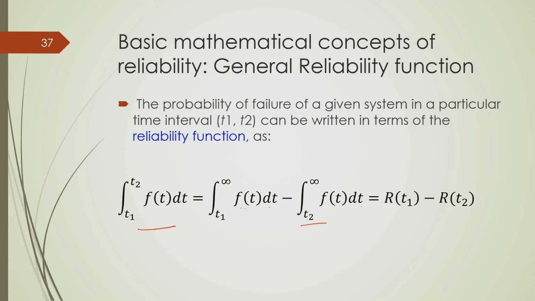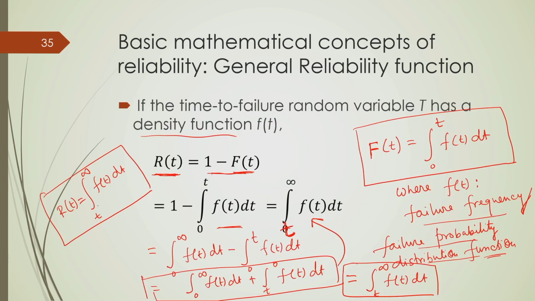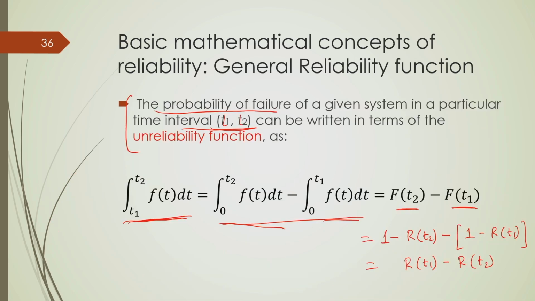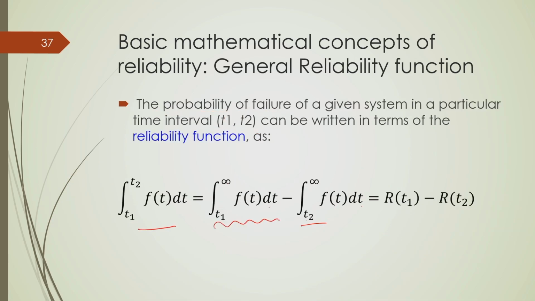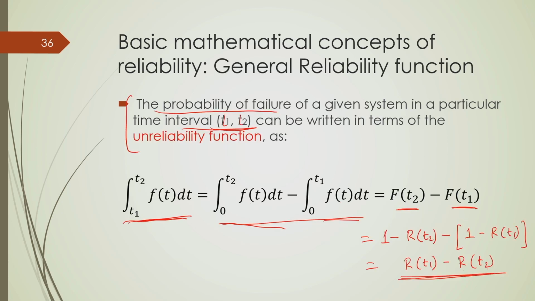Okay. Now, we already know that the reliability function R(t) is equal to the integration of f(t) dt, where the limit is t to infinity. So, here this is representing the reliability function of t1, and this is representing the reliability as a function of t2. So, we can get this, and alternatively we got the same result in the last slide.